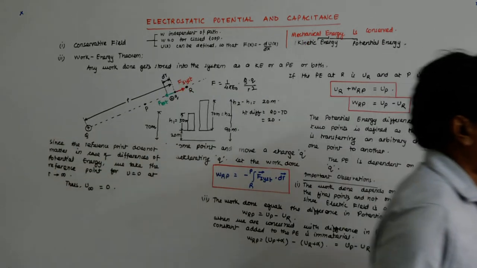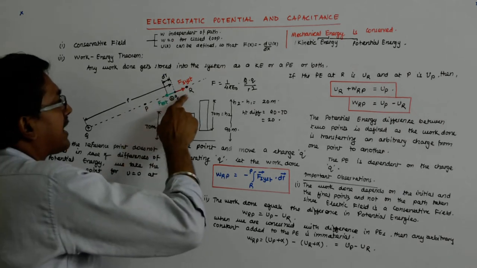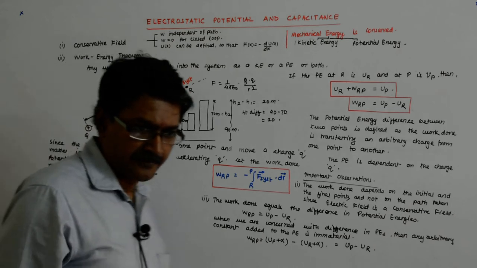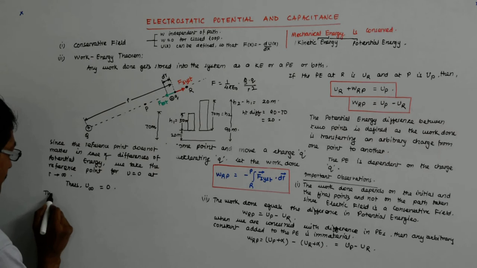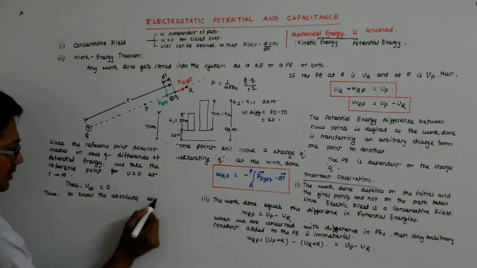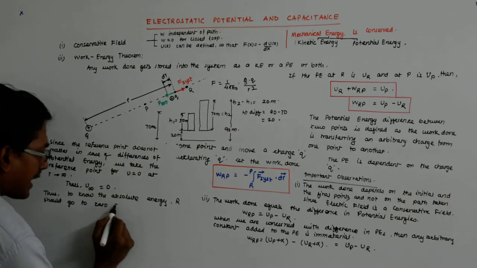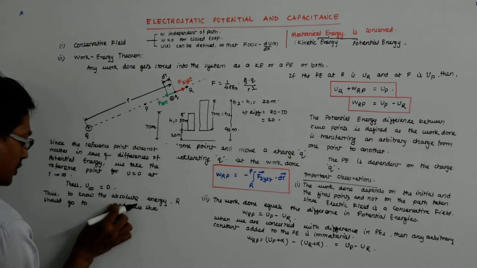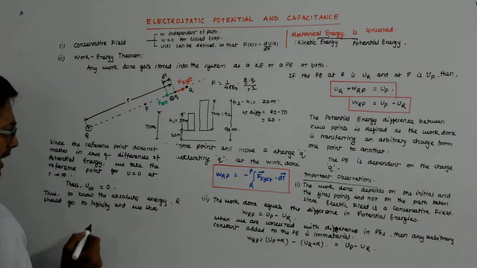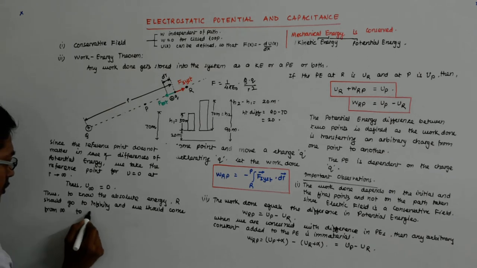Now with that reference point, if you want to know the absolute potential energy, what should that be? You will have to come from infinity to P. You will have to take R at infinity. Understand that? To know the absolute potential energy, R should go to infinity, and we should come from infinity to P, correct?